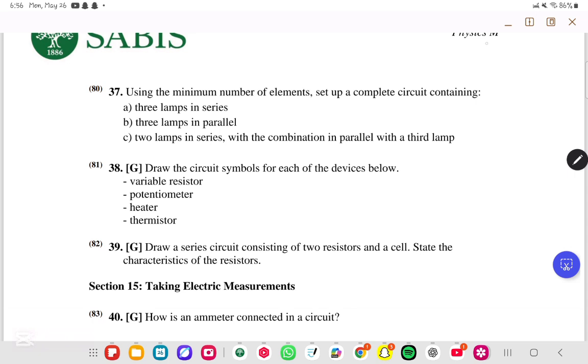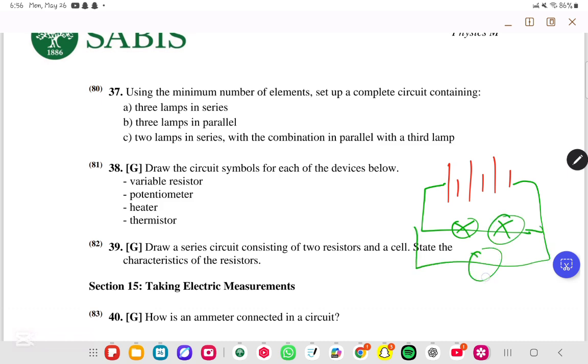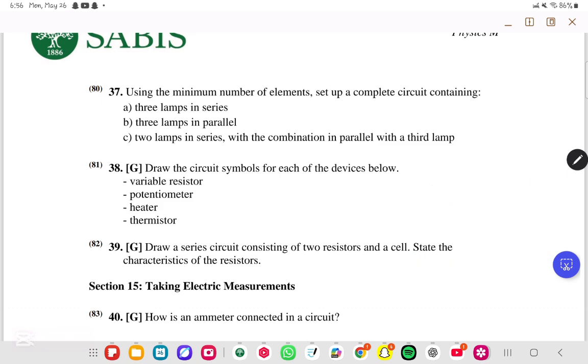Now, they said they want 2 lamps in series in combination with a third one in parallel. So again, you're going to have the cell to give the voltage. And then you're going to draw 2 lamps in series. And then 1 final lamp in parallel to the 2 lamps in series.